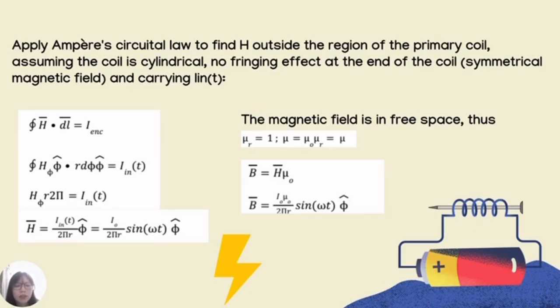Next, we convert the magnetic field intensity to the magnetic flux density B. This final expression gives us the magnetic field generated by the current in the primary coil, and it clearly varies with time. The time-varying magnetic field is what produces a changing magnetic flux in the secondary coil, which leads directly to the induced voltage we measure in our experiment.